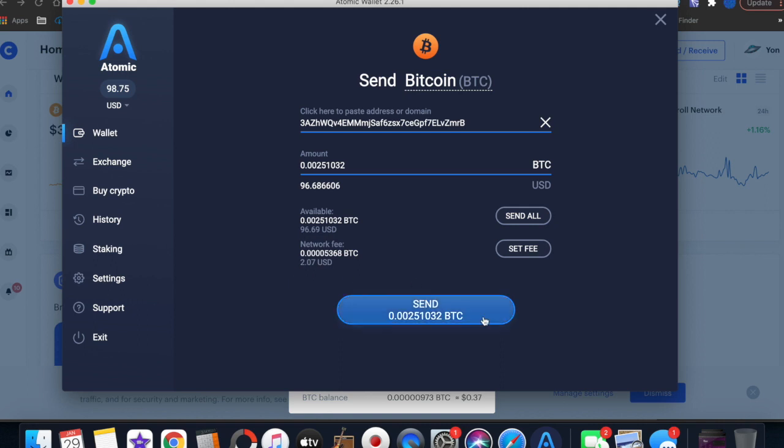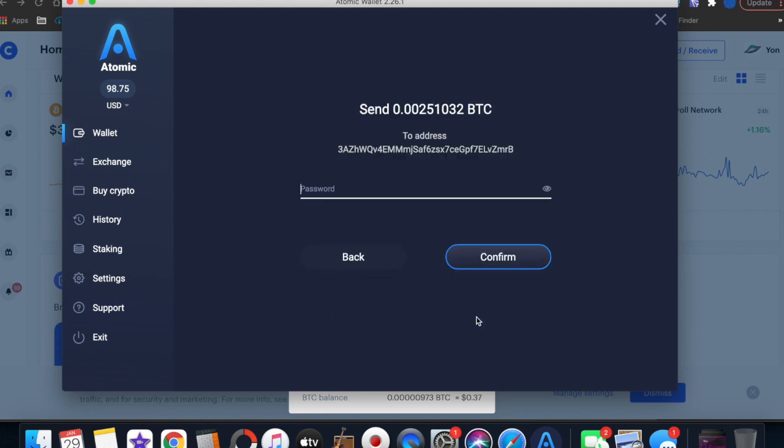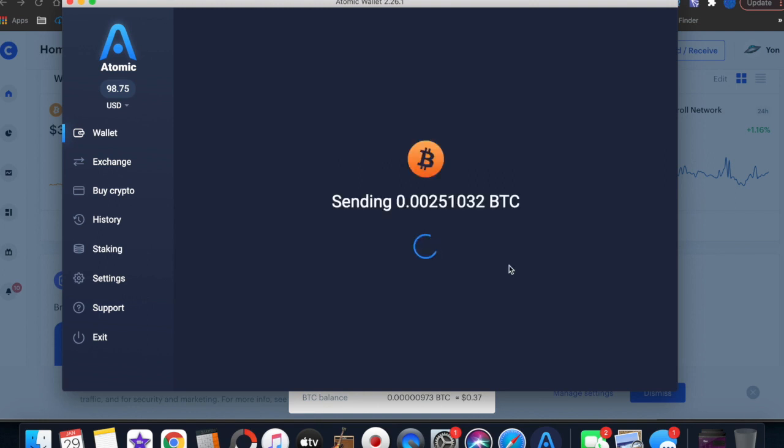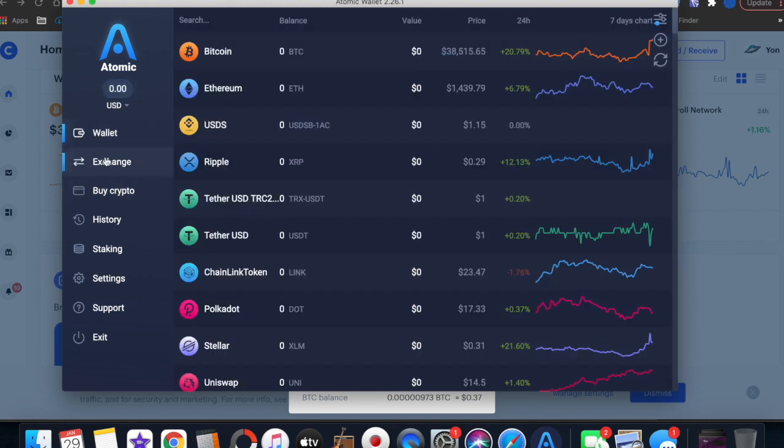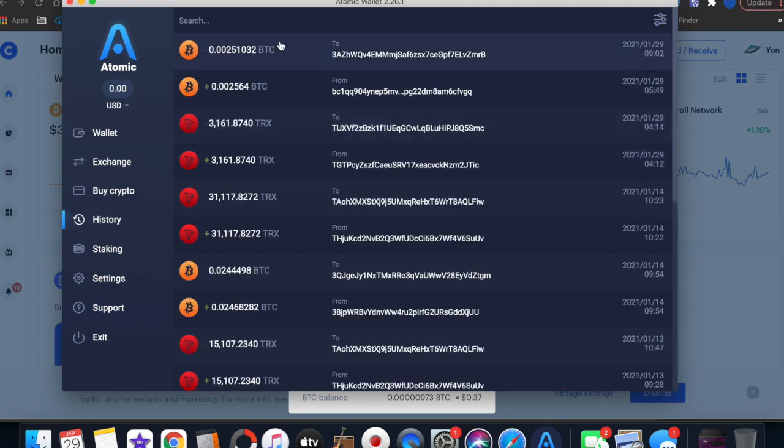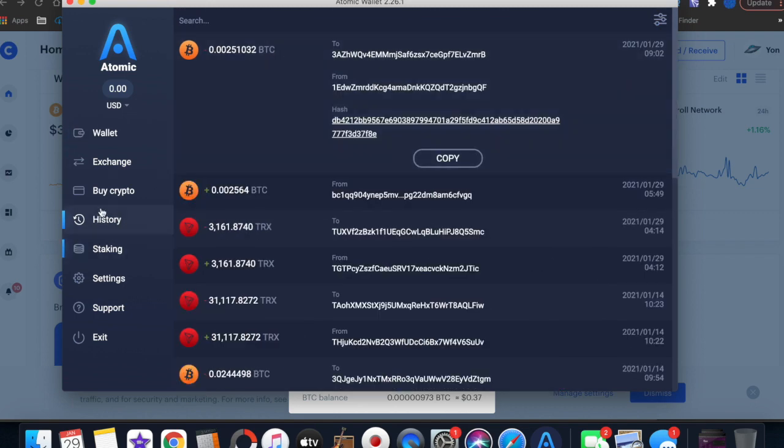It's gonna be a $2 fee. Then we send. Oh, I gotta type in my password. Now we're sending the Bitcoin to Coinbase, and on Coinbase we'll be able to withdraw it back into our bank account, right? So we just sent that. All right, let's go to the history.